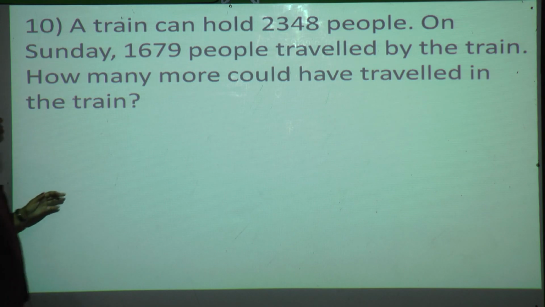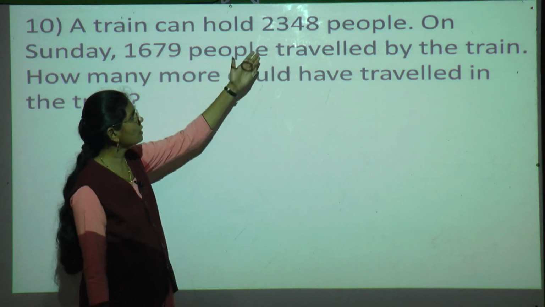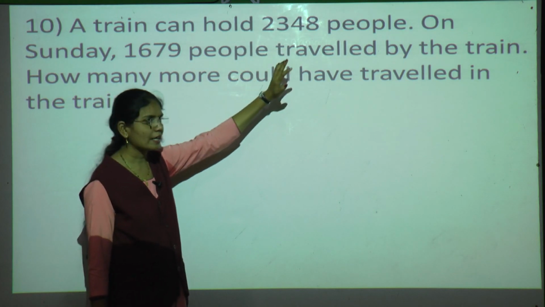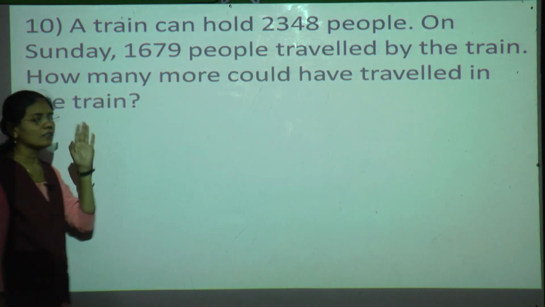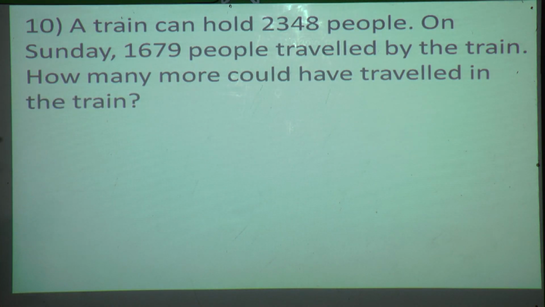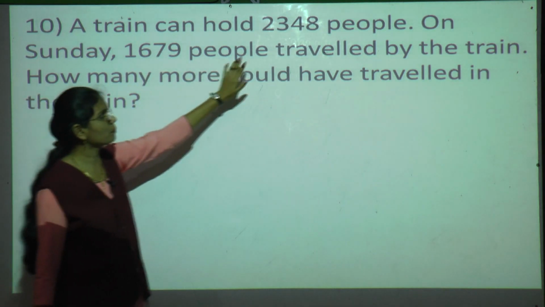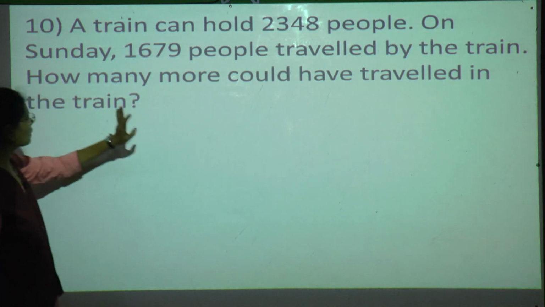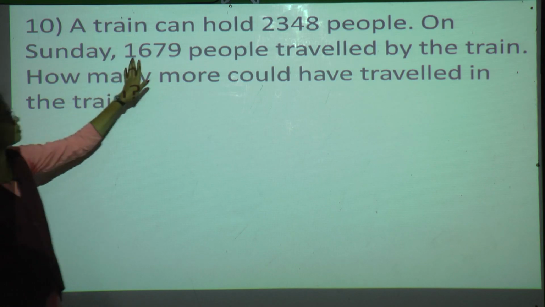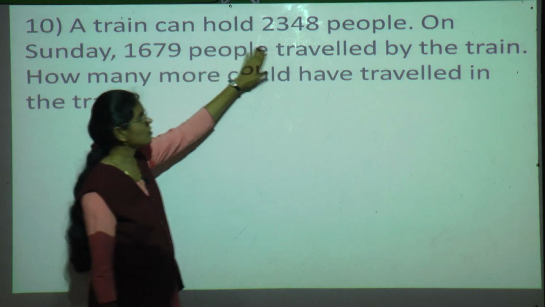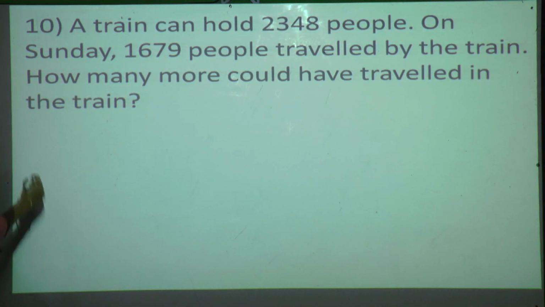See, train can hold how many people? 2348, means 2348 people can travel by the train, that is the capacity of train. But on Sunday only 1679 people traveled by the train. Then what is the question? How many more people could have traveled in the train? So what we will do? Yes, just we will subtract this 1679 from 2348. So how will you write the answer?